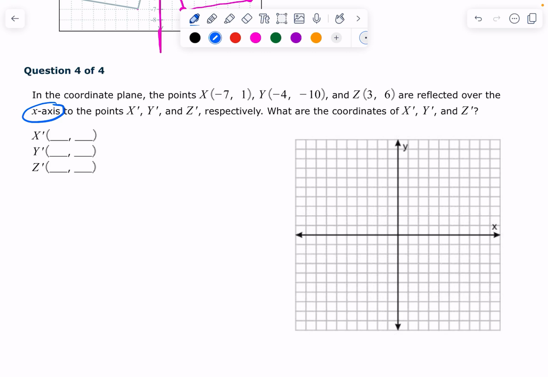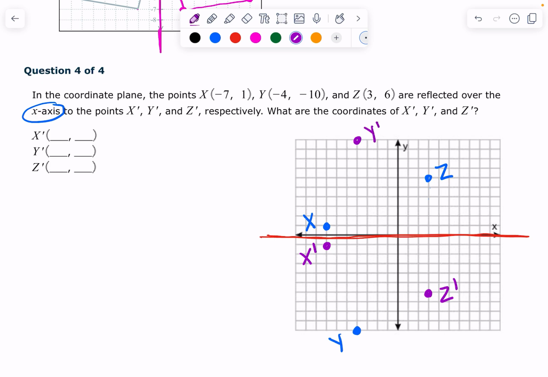So I'm going to graph (-7, 1), right there, (-4, 1, 2, 3, 4, -10), I believe is all the way down here. And Z is 1, 2, 3, 1, 2, 3, 4, 5, 6. Okay, they're reflected over the x-axis. So remember, the x-axis is this horizontal one. So everything's going to fold over that line. So X prime will come down here. Z prime, let's see, it was 6 above, so 1, 2, 3, 4, 5, 6 below. And then Y prime will be 10 above.